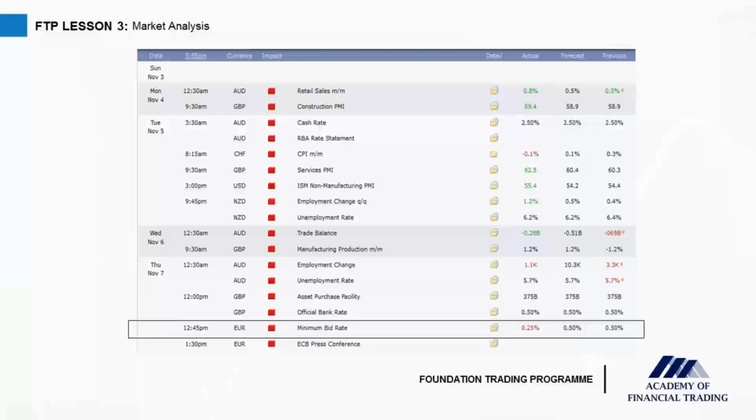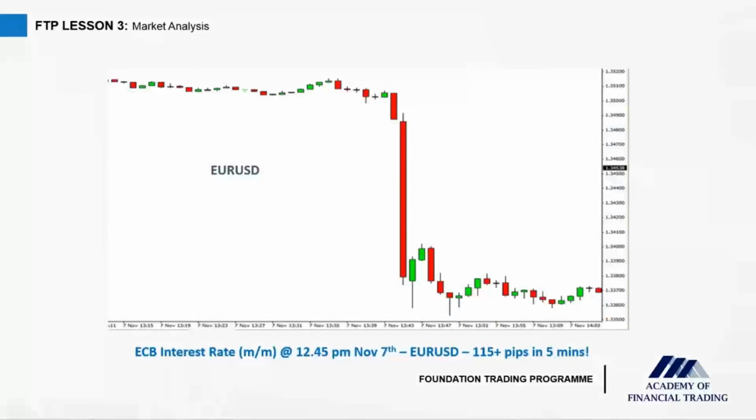All the forecasters and the analysts said that the ECB were going to keep their rate at 0.5, and lo and behold, when the actual figure was released, it was 0.25%. So now let's just see what impact that had on, for example, the euro dollar. When we go to the euro dollar chart, we saw a 115 pip move in 5 minutes flat. That's exactly what can happen when these kind of news releases are released.